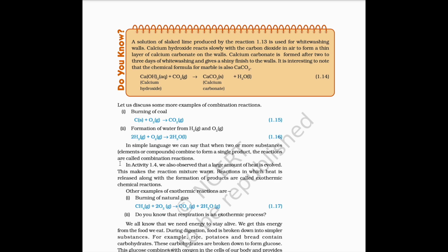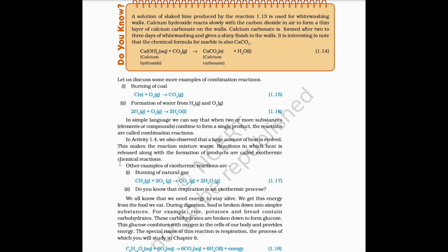In activity 1.4, we also observed that a large amount of heat is evolved. This makes the reaction mixture warm. Reactions in which heat is released along with the formation of products are called exothermic chemical reactions. Other examples of exothermic reactions are: first, burning of natural gas. CH4 gas plus 2O2 gas converts to CO2 gas plus 2H2O gas.